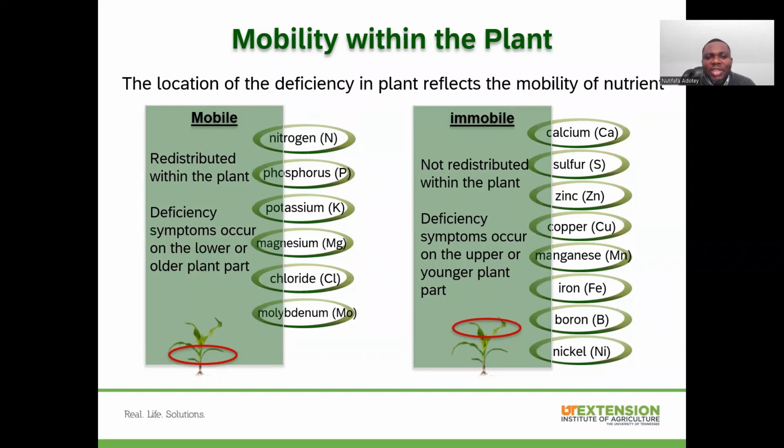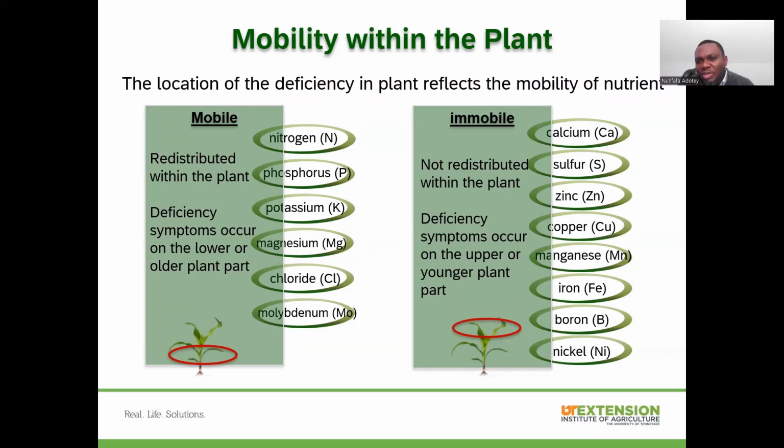With a mobile nutrient, they can be easily redistributed within the plant if there is an interruption of nutrient uptake, meaning that deficiencies typically occur on the lower or older parts of the plant. Because if there is a deficiency problem, the nutrient on the lower part is taken up to the younger growing parts. And mobile nutrients within the plant include nitrogen, phosphorus, potassium, magnesium, chloride, and molybdenum.